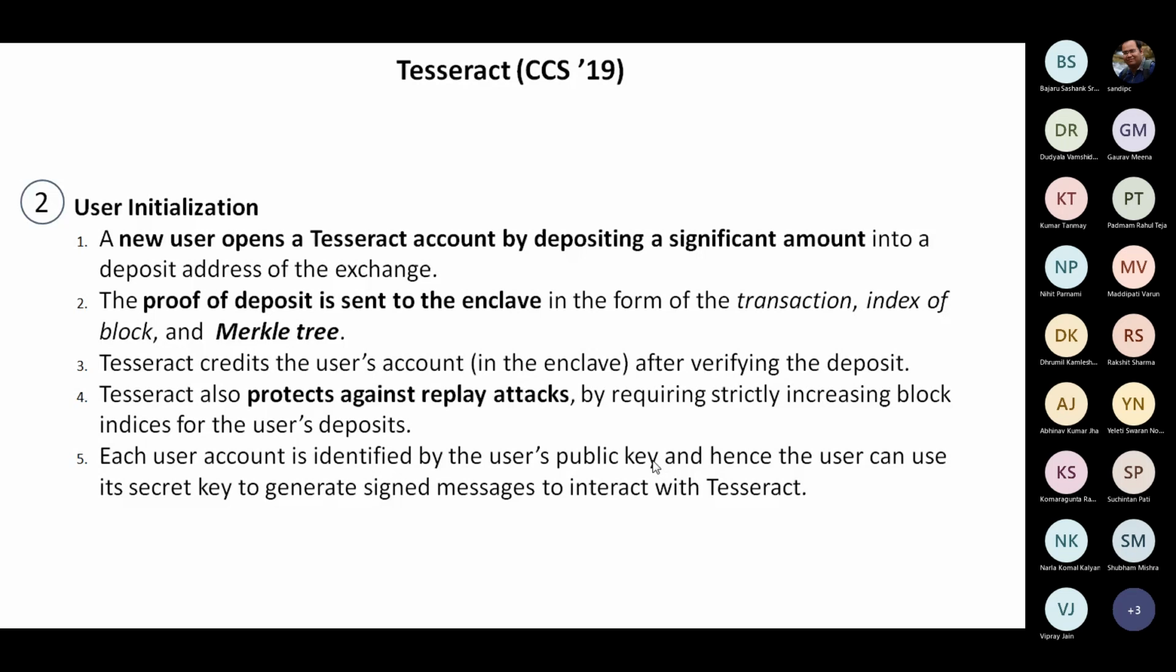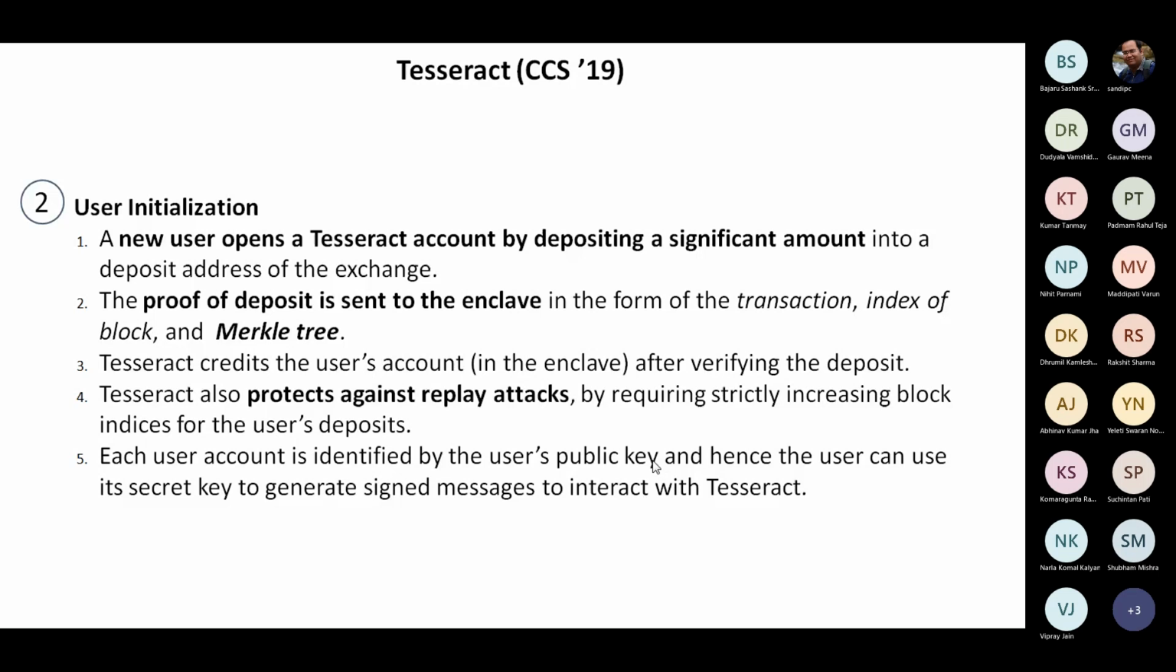so that there should not be a situation where the user does a double spending. The user should not later be doing a double spending and then getting this transaction made to Tesseract cancelled out. So it will wait for some time, and then it knows that it has indeed deposited an irrevocable amount from the user. So it will credit the user's account after verifying the deposit. So now this user account is maintained in the enclave.